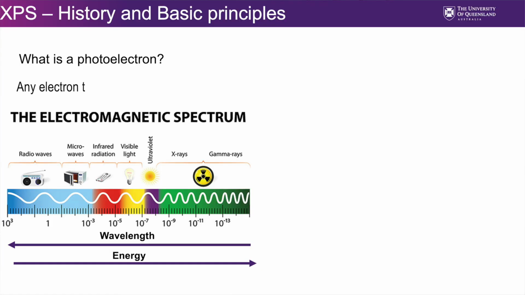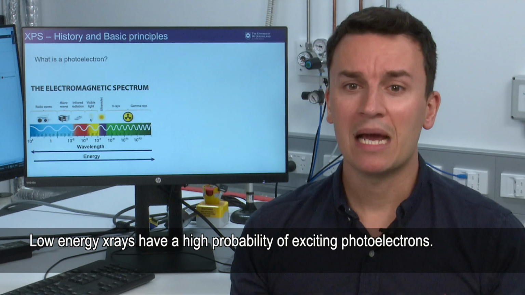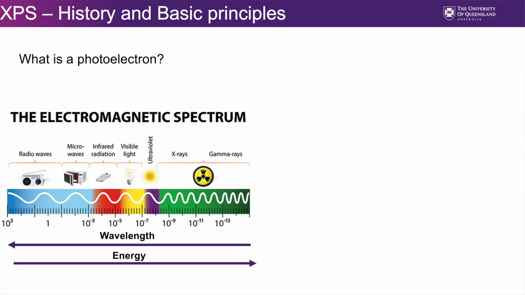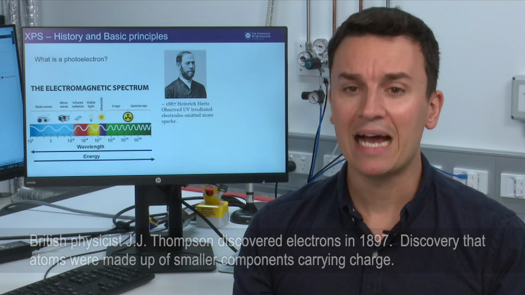So any electron that's been emitted out of an atom by some sort of electromagnetic radiation is a photoelectron. X-rays, in particular low energy X-rays, just happen to have a high probability of exciting photoelectrons, and that's why we use them. Photoelectrons were first observed by Heinrich Hertz. What he did was he shone UV light onto metal electrodes at high voltage, and he saw that extra sparks were emitted when he switched on this voltage. He wasn't really sure what was happening, he just thought it was cool. 10 years after that, J.J.